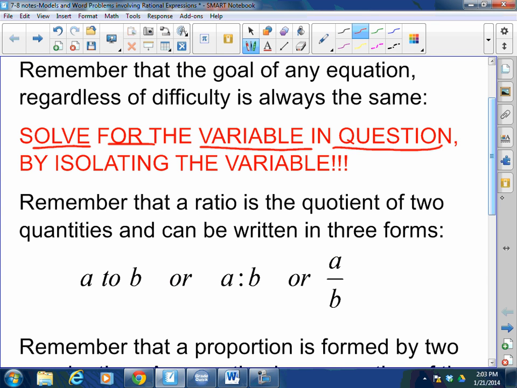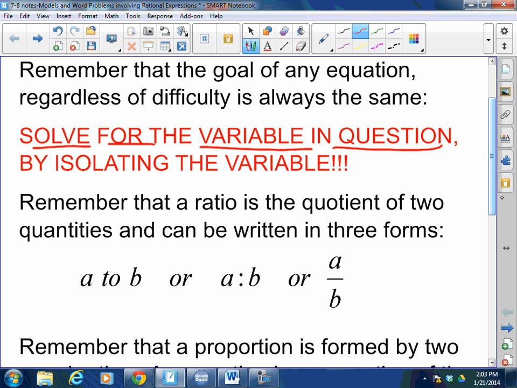I know not many people like those, but I promise you I have a great trick for it, a great method. And then we're going to go back to uniform motion, distance, rate, and time. But this time, we're going to be able to set up equations that have rational expressions. So today we're going to do the easy stuff. We're going to ease our way into this, okay? We're going to ease it in.